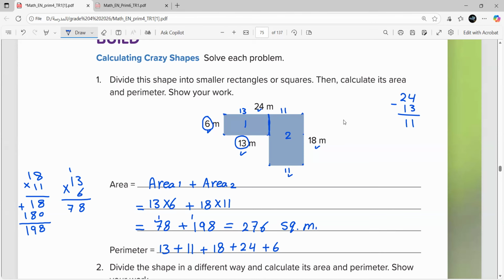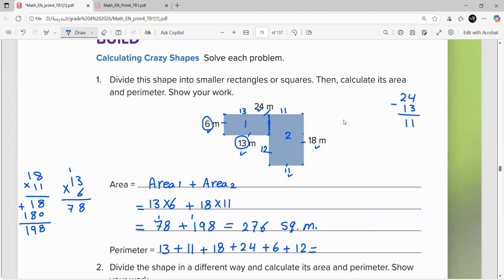What about the rest of 18? 18 minus 6 equals what? Equals 12. Right here, 12. And here we have 12. Count the sides, please. 1, 2, 3, 4, 5, 6. That's it. That's correct. Now make plus.